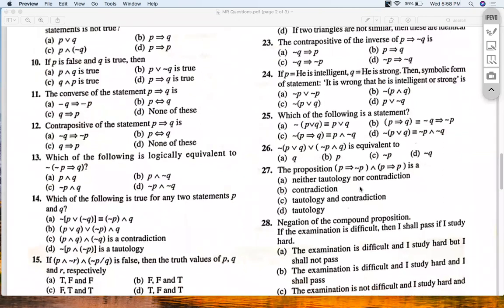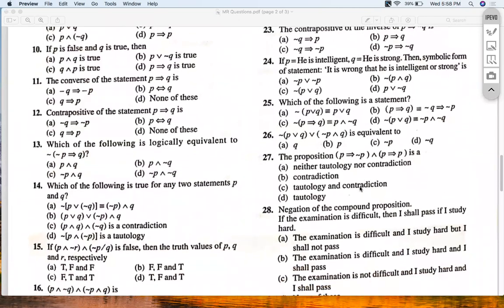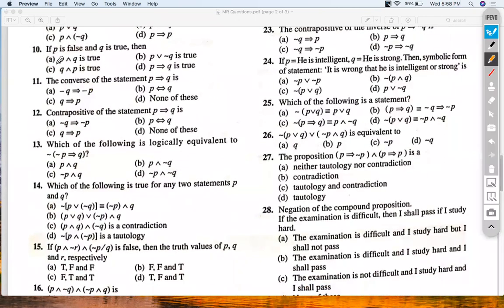Okay, sir. Which one will you do? Converse. What's it? Ninth we did, na? Tenth. Tenth we did. P is false, Q is true. Then this is true is wrong. No. This is false. Wait. Yeah. This. No. This. Yeah. It must be. So D. So 10D.